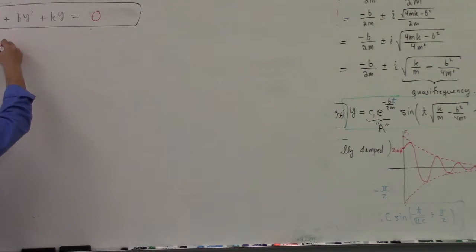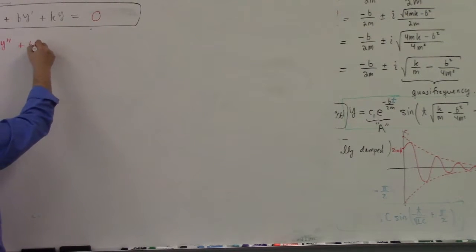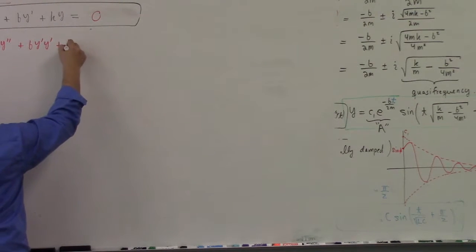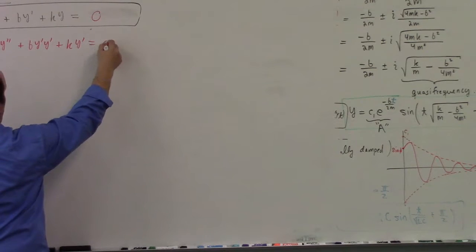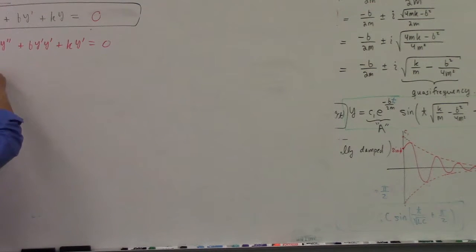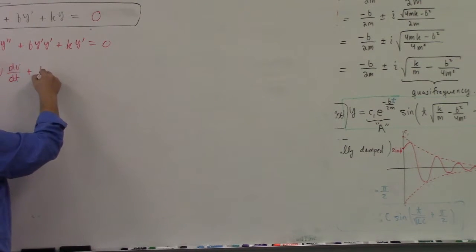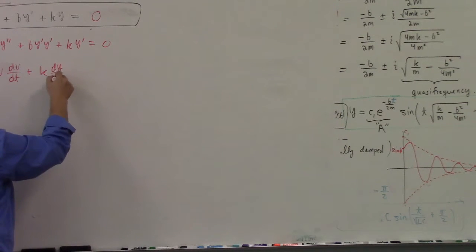y prime, I can rewrite this as m v dv/dt plus k y dy/dt, right?